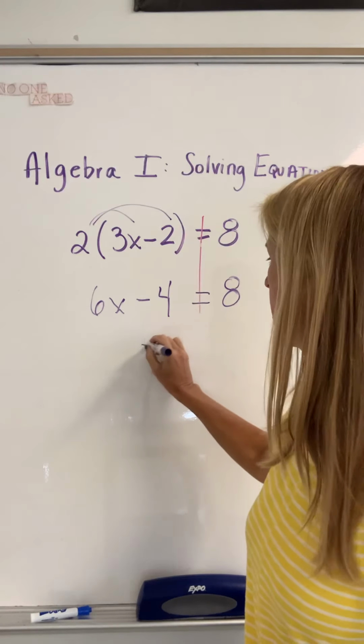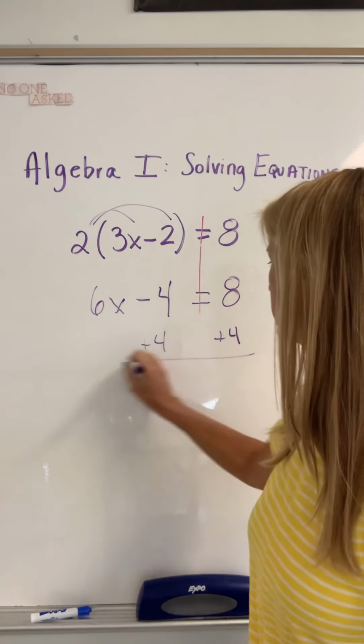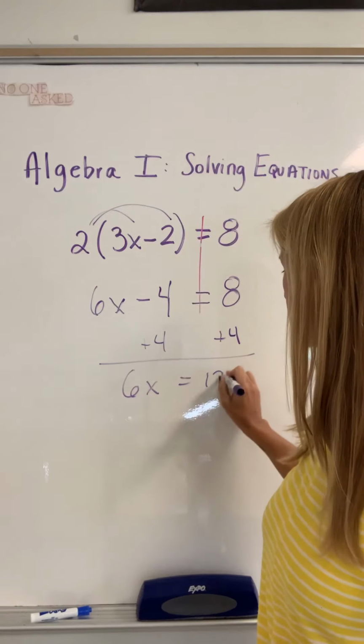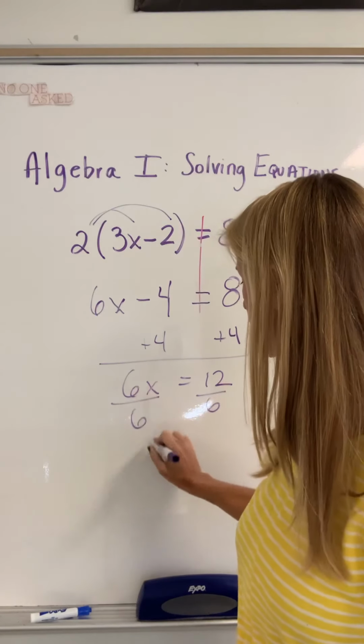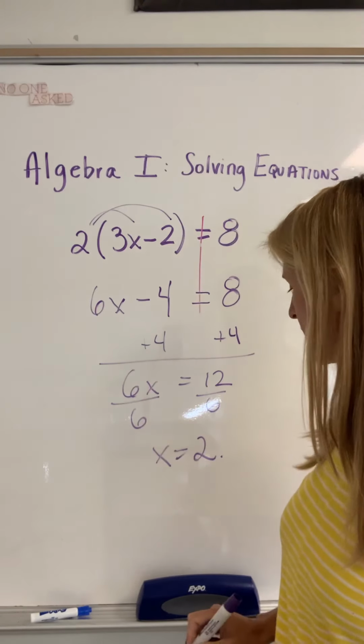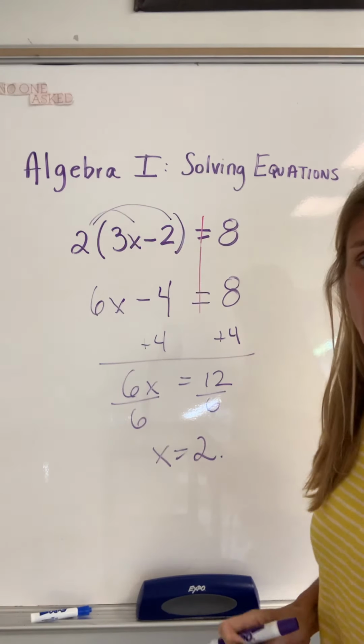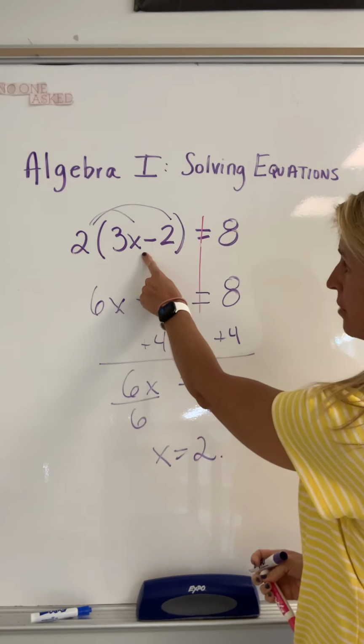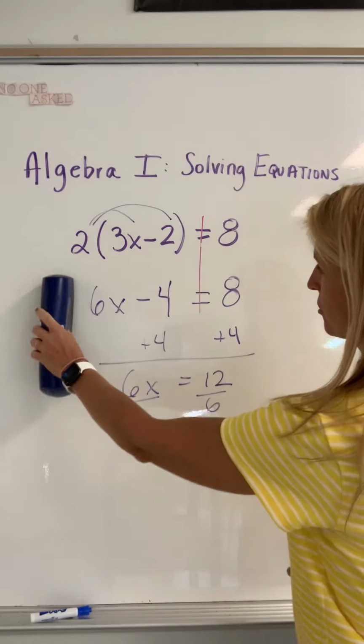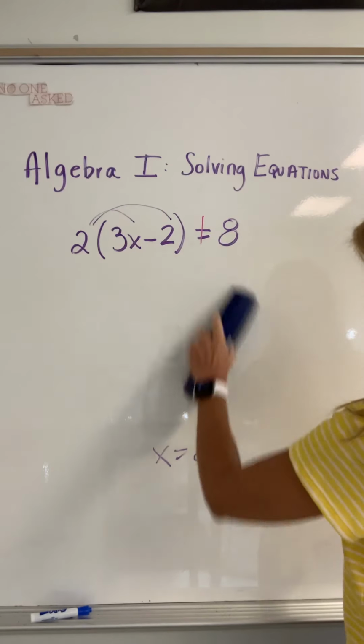Add 4 to both sides. Divide both sides by 6. I get that value for x. I don't have to go check all the time, but I can if I want to. So I got x equals 2. Let's go check it out.